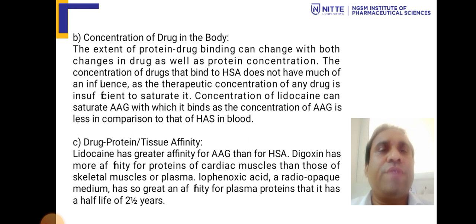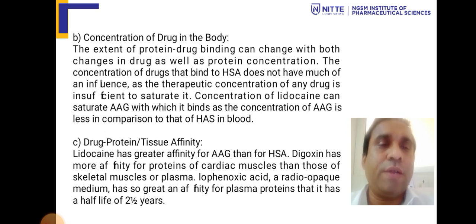The second factor in this is the concentration of drug in the body. The extent of protein binding can change with changes in drug as well as protein concentration. The concentration of a drug that binds human serum albumin does not have much influence, as the therapeutic concentration of any drug is insufficient to saturate it. The concentration of lidocaine can saturate the AAG molecules with which it binds, as the concentration of AAG is less in comparison to HSA, or human serum albumin, in blood.